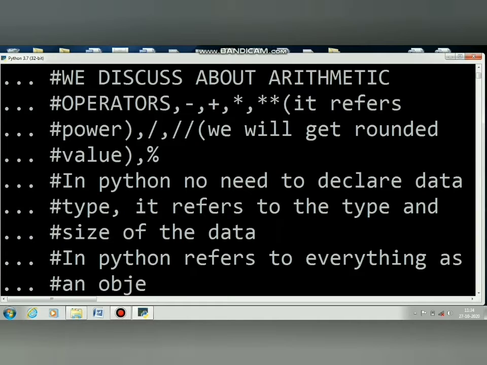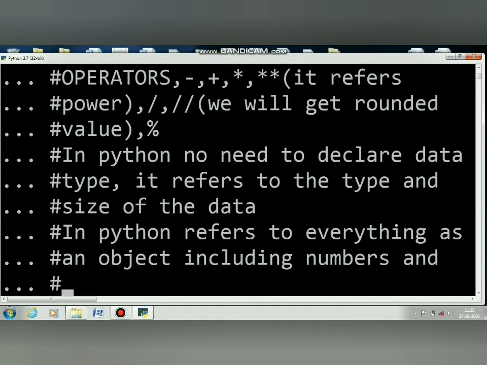Python treats everything as an object, including numbers and strings, because of the purely OOPS background of Python programming. So listen carefully to this video.